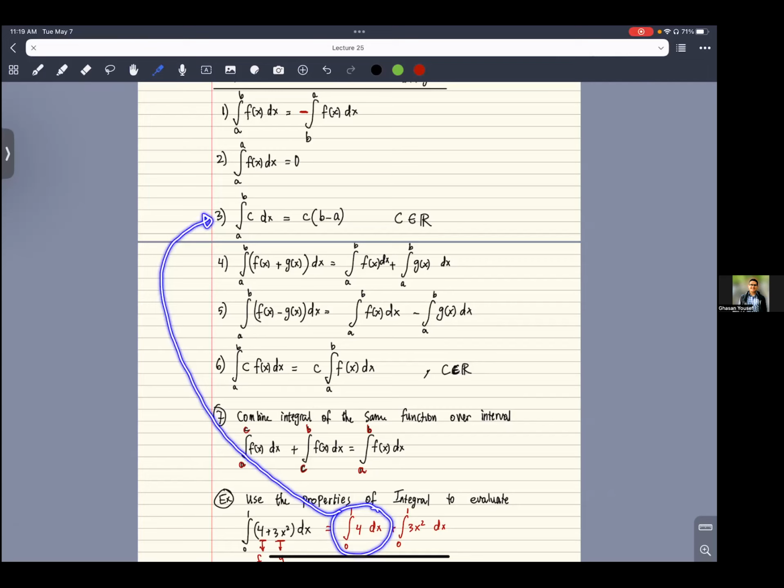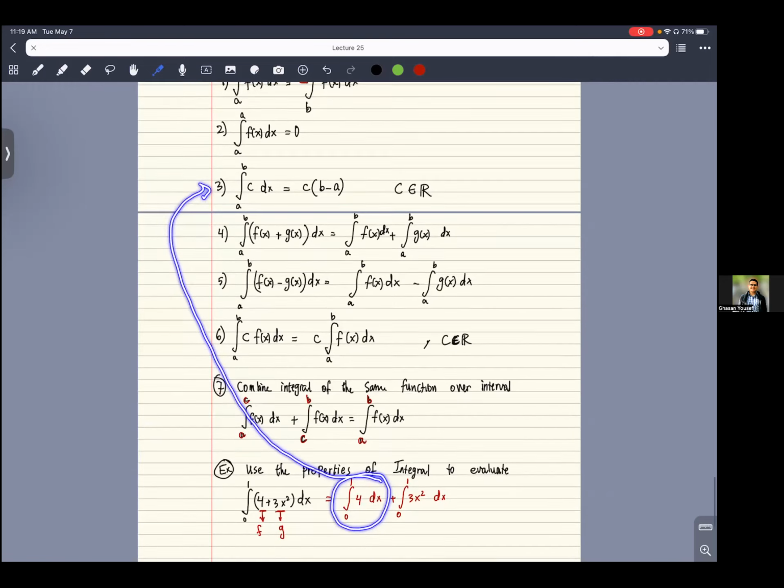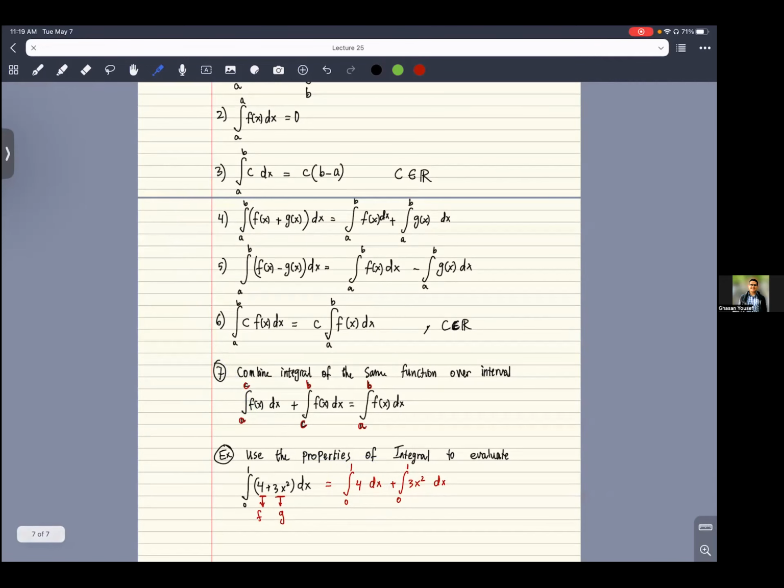You see this property? So this is similar to this one. So what's the value? Again, this is similar to this one. For the second property, I have a 3 times function. This is function f of x.